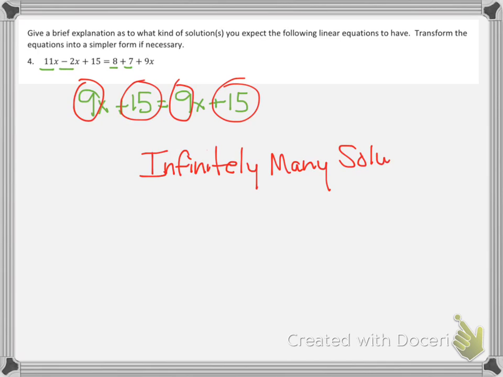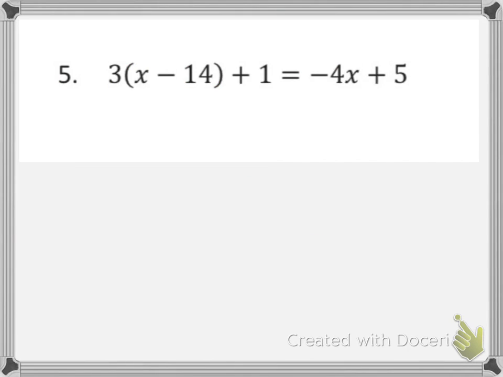Doesn't matter what I would put in there. I could put a 1 in and the two sides would be equal to each other. I could put a 10 in, the two sides would be equal. It really doesn't matter what I choose. The two sides are going to be equal because they're exactly the same. Same constants, same coefficients.